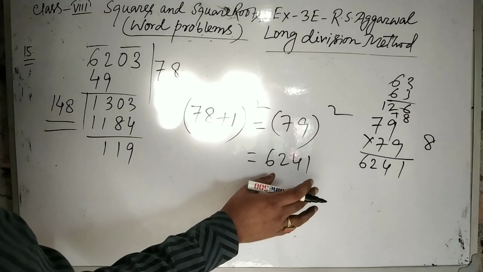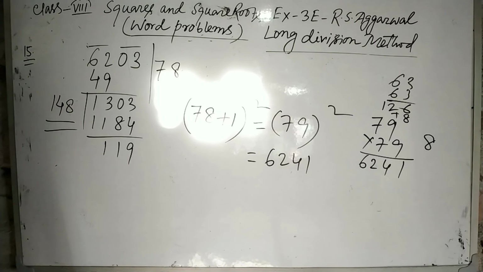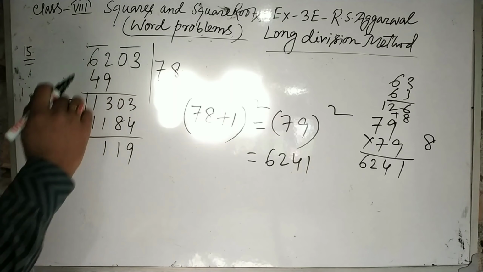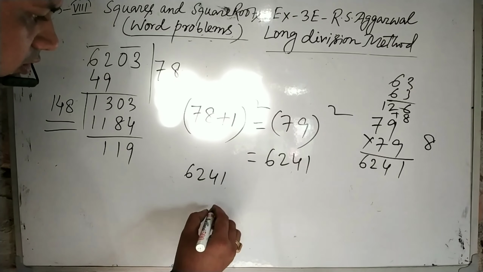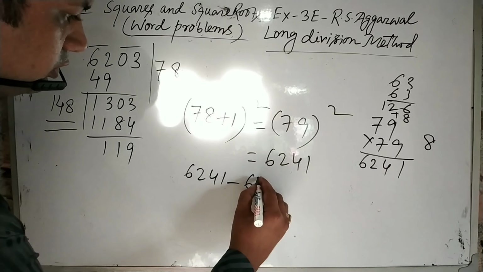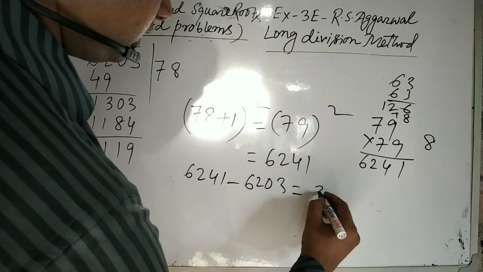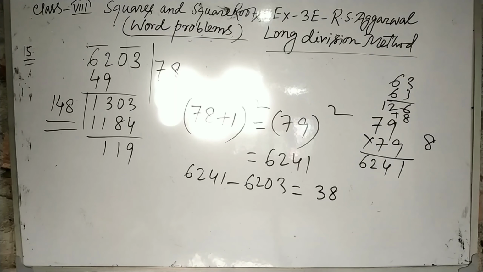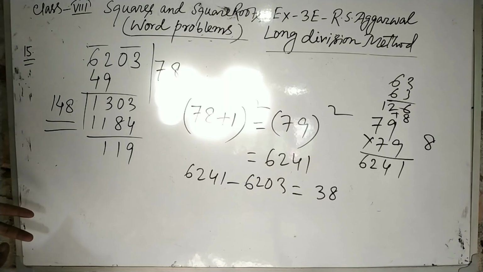Therefore, our perfect square number is 6241 and the given number was 6203. So we have to add 6241 minus 6203, that is 38. Okay? Now how to write down? You now know what is the process, but how you have to write down the sum.